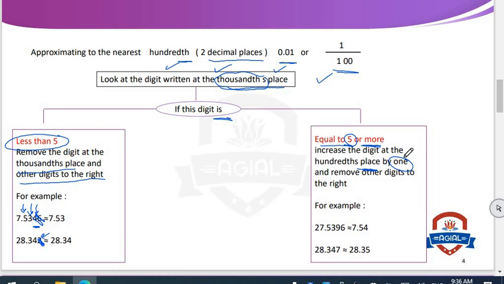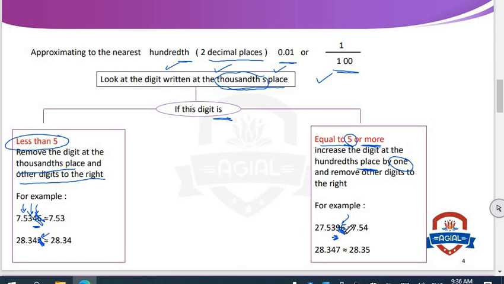For example, 27.5396. We look at the number in the thousandth place. What is the number in the thousandths here? The 9, the third number after the decimal point. You, 9, are you strong, greater than 5, or weak, less than 5? I am strong. So we add 1 to the number in the hundredths place. 3 plus 1 equals 4, and remove these digits. So the result will be 27.54.